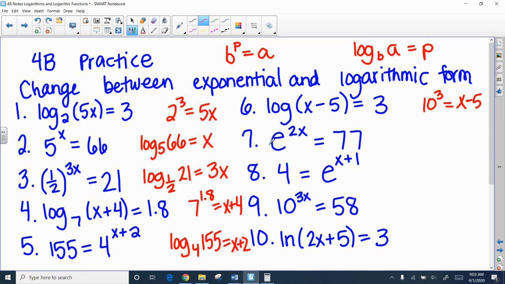Number 7 is exponential with the base of e. So when I change it to logarithmic form, it's going to be a natural log. Natural log of 77 equals 2x.